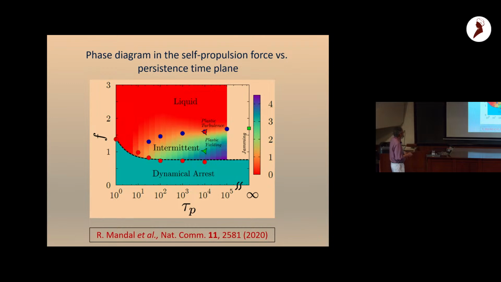There are things that look like turbulence and yielding, et cetera, in this regime, which is interesting. We have looked at it in great detail, but I'll not have time to go into too many details of that today. Today, I'll be looking at the limit where tau p has been set to infinity, where the random forces don't change their orientation at all. Once they're set, they remain like that.